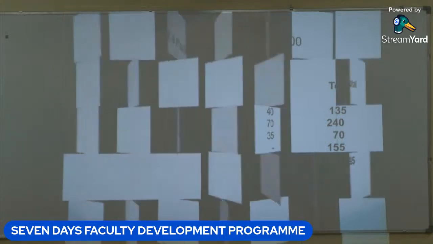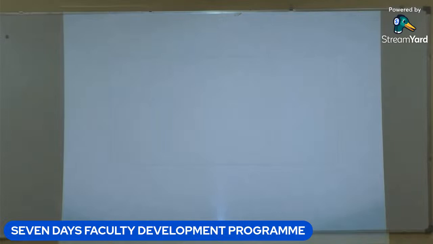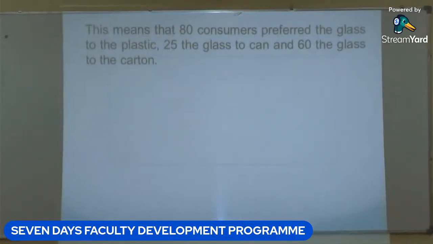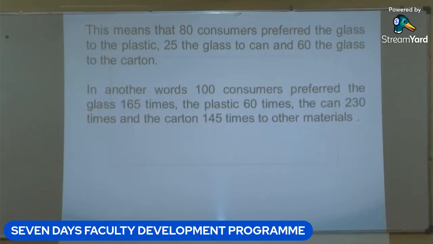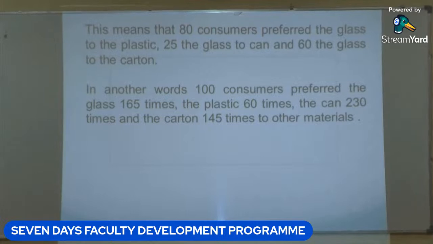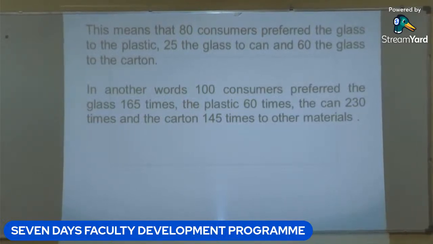So finally, by this table of the row total and column total, the summary is like this. This means that 80 consumers prefer glass to plastic, as I have just told you, 25 glass to the can and 60 glass to the carton. In other words, 100 consumers preferred the glass 165 times. That is the row total. Plastic 60 times, whereas 230 times for the can.